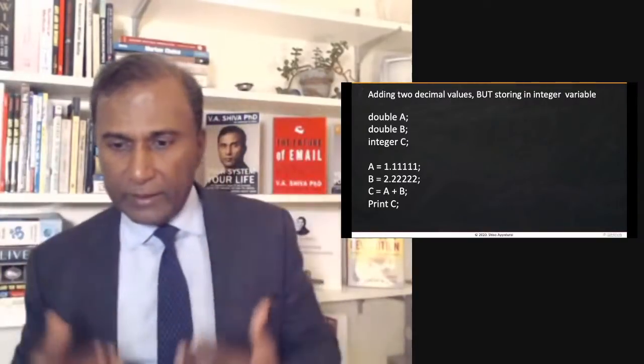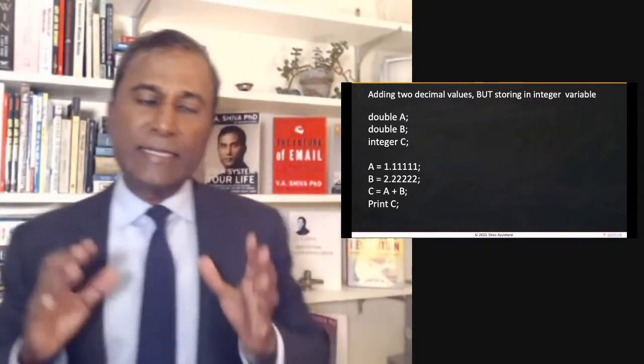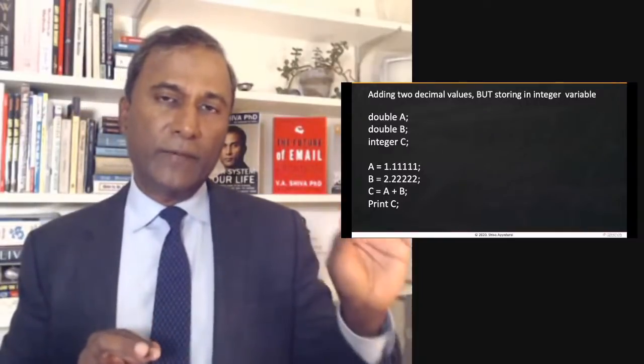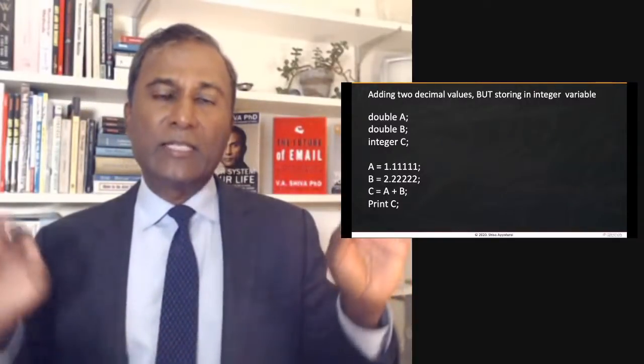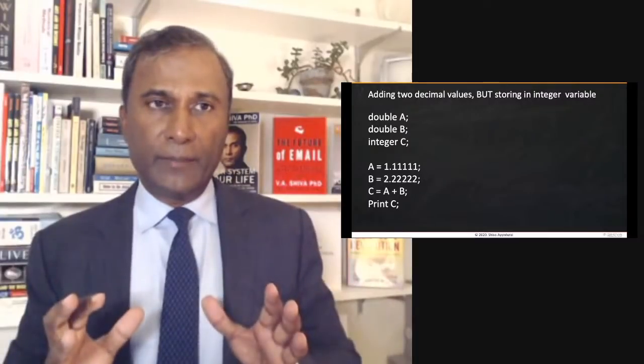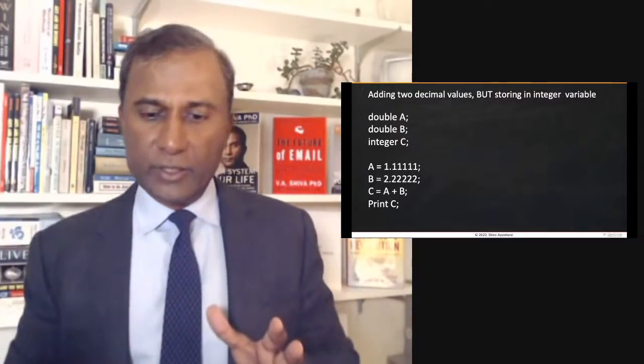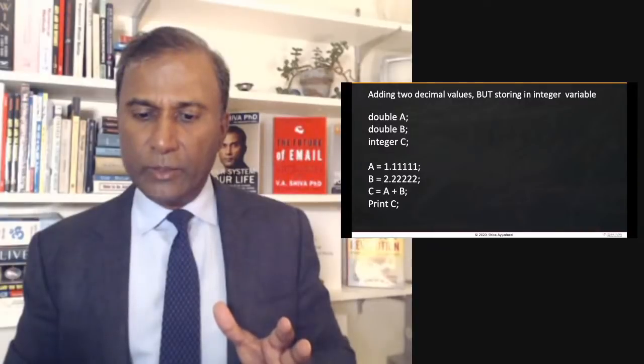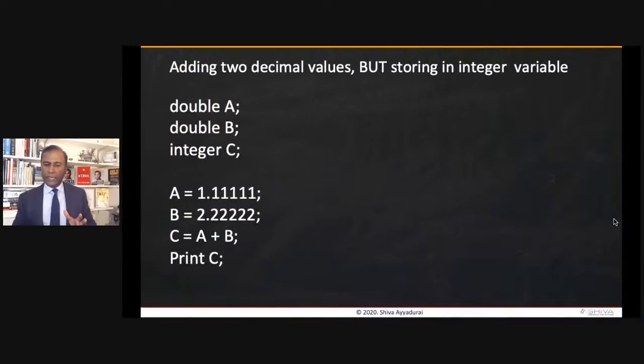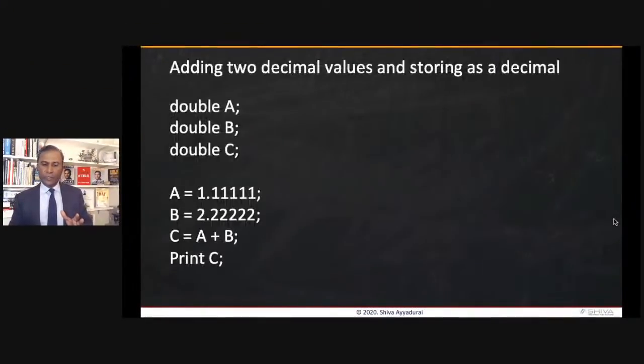Okay, so I just want to let everyone absorb that. The data type, the use of the right variable type, is crucial to programming, and it's something that's very consciously done, as you can see here. Now, let's continue with this example. What happens if we do another example? We have A is a double, B is a double, and C is also a double, okay? Now I say A is 1.11111, B is 2.22222, and now I do A plus B.